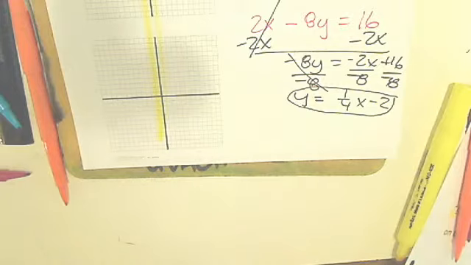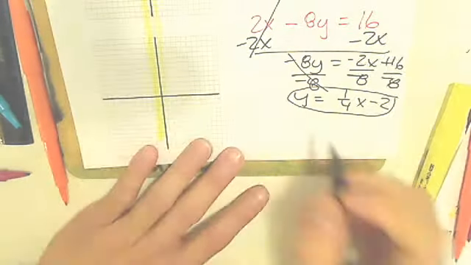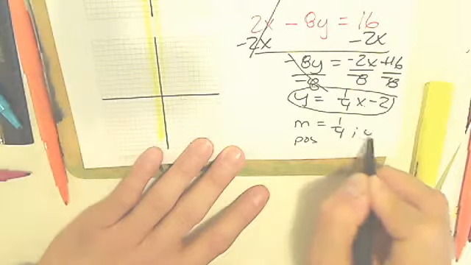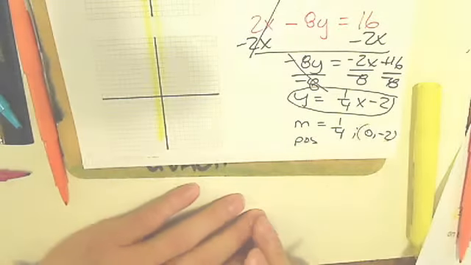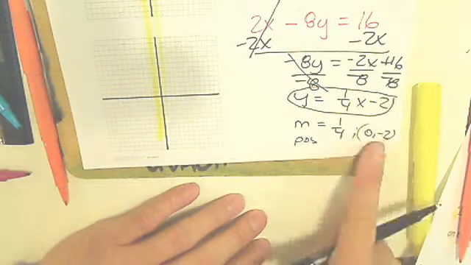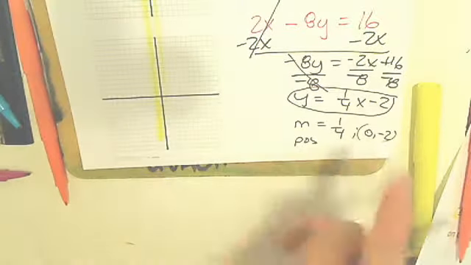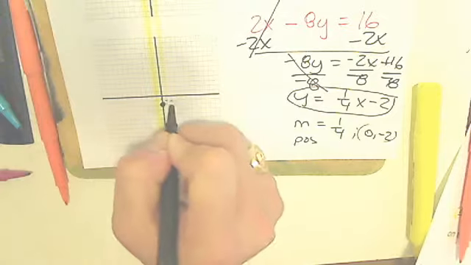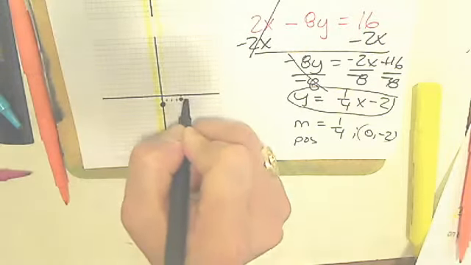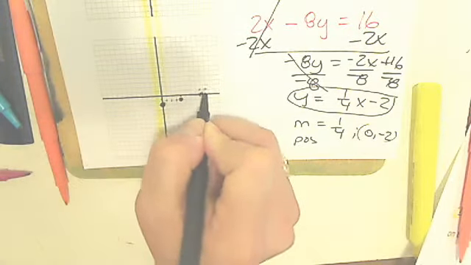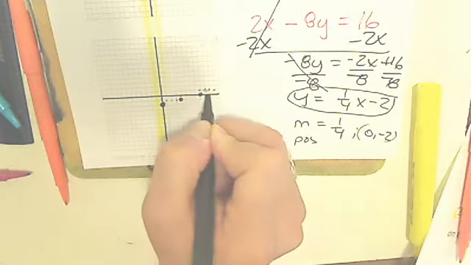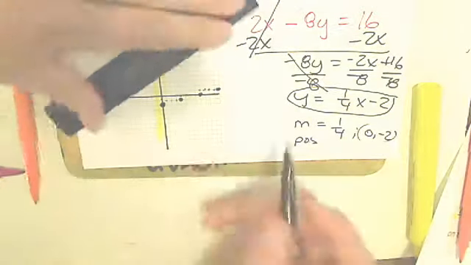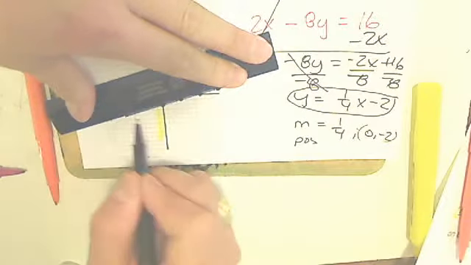Which gives you the slope. The slope is what? Positive or negative? This is a positive slope at 0, negative 2. 0, negative 2, right here, 1/4. Up 1 to the right 4. Up 1 to the right 4. Up 1 to the right 4. So then you graph this.